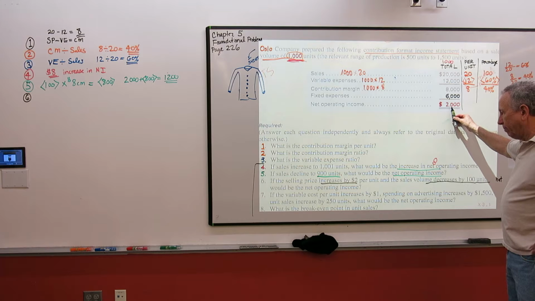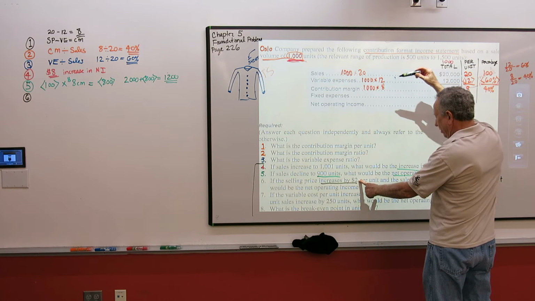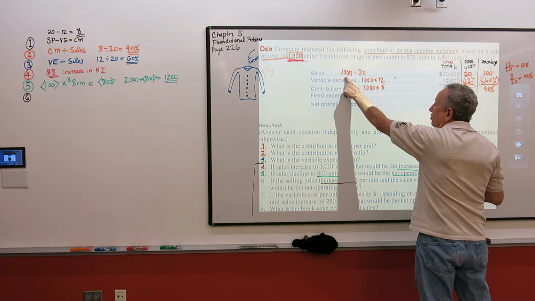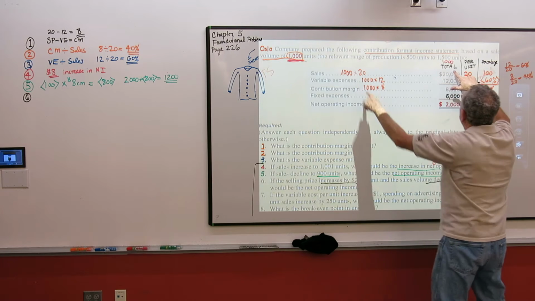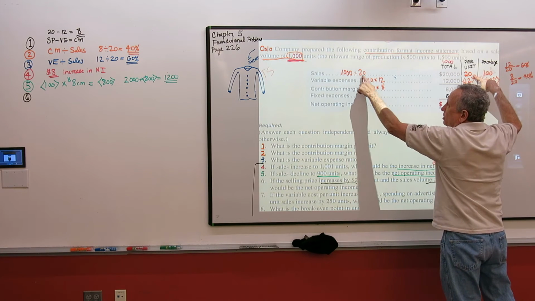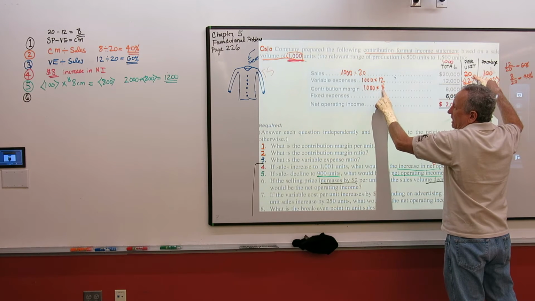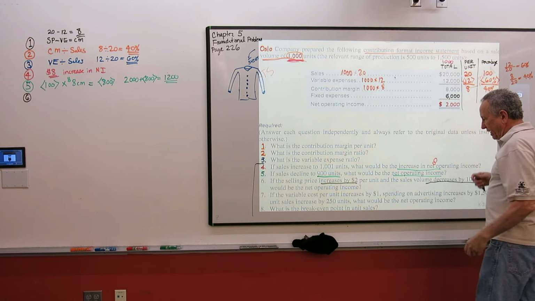So they want the new net operating income. If you want to, you can go back and recast this whole statement. You can say, I'll take 900 times 22. It's going to be the $20, but you're going to raise the price by 2. 900 times 22, 900 times 12. Then 22 minus 12 is going to be $10. So 900 times 10, take out the fixed expenses, you'll get the answer.